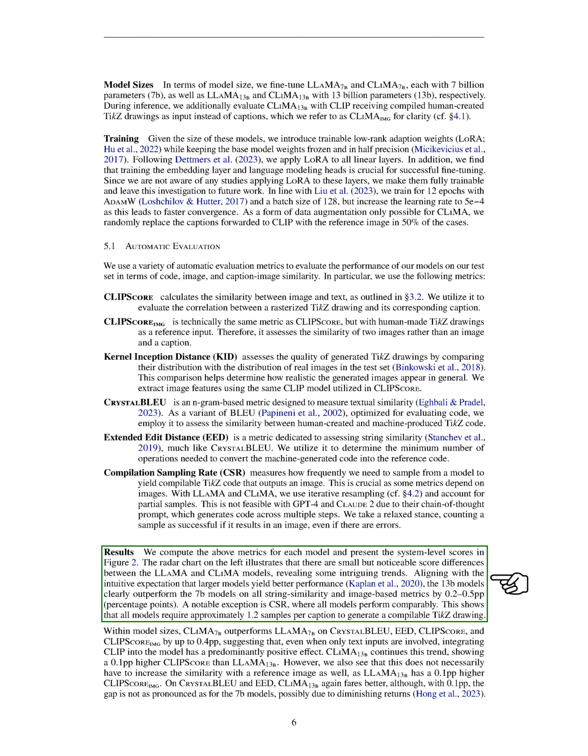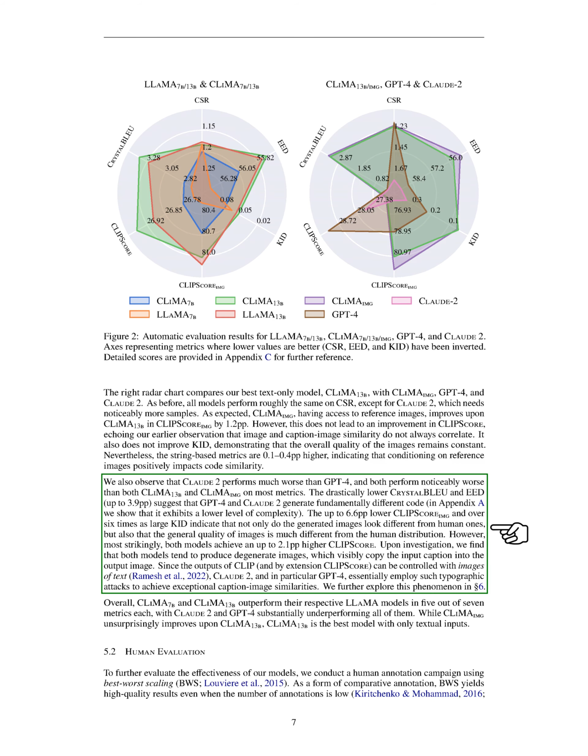The right radar chart compares our best text-only model, CLIMA 13B, with other models. As before, all models performed similarly on most metrics, except for one model which needed noticeably more samples. As expected, having access to reference images improved performance on some metrics, but not all. Interestingly, two models performed much worse than the others on most metrics, suggesting that they generate fundamentally different code and images.